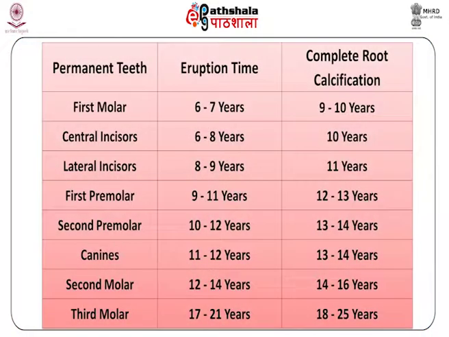Now students, in this table we have in one column the permanent teeth, the eruption time in the second column, and the complete root calcification in the third column. Starting with the first, it is the first molar. The eruption time is 6 to 7 years, and for root calcification it is 9 to 10 years. Then the central incisors: the eruption time is 6 to 8 years, and for root calcification it is 10 years. For lateral incisors, the eruption time is 8 to 9 years, and for root calcification it is 11 years.